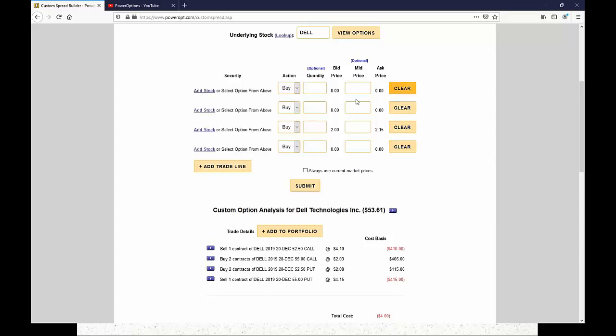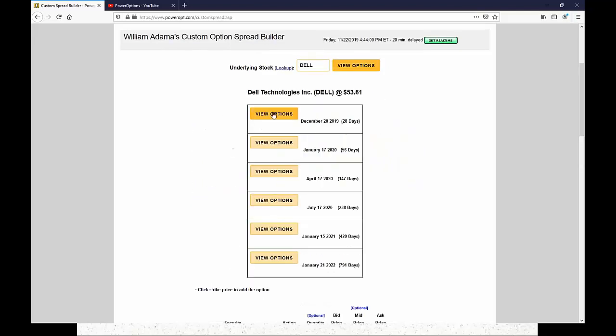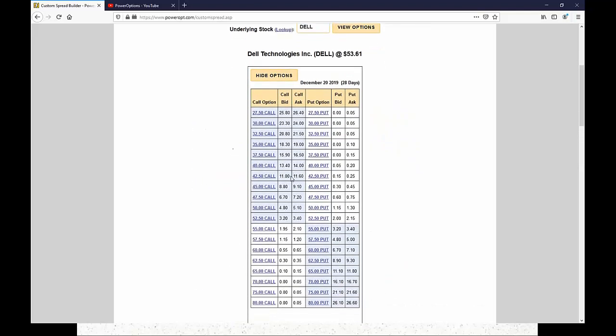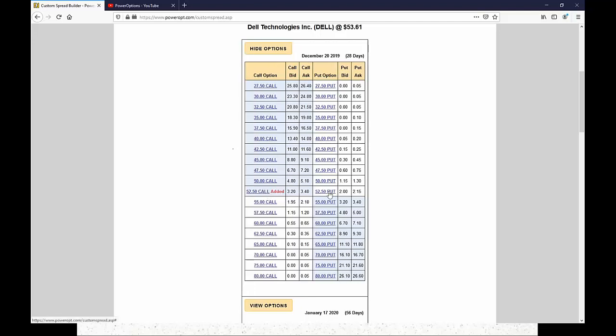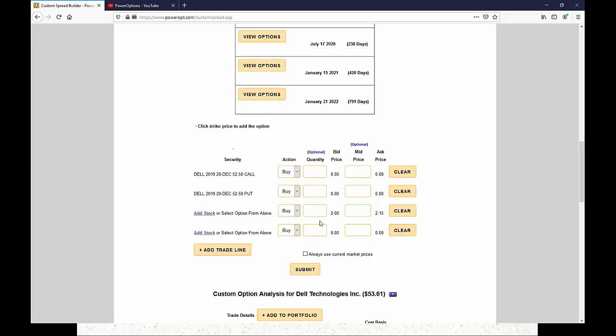So standard Dell, again, we're going to stay with this. I know earnings are not coming up in December. Again, let's say they were. I'd likely take the 52.5 call and put. It is slightly in the money in this case. I don't have a 54 strike, Fernando. So I'm almost dead in the half of the two, so I'd probably go with the 52.5.